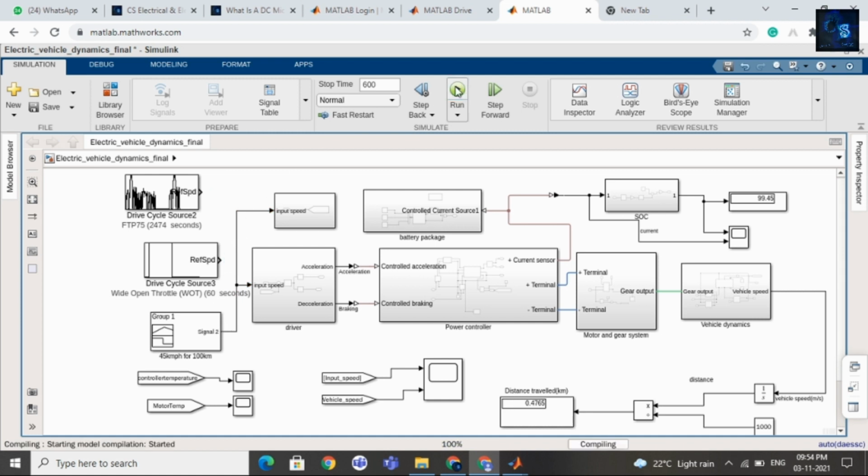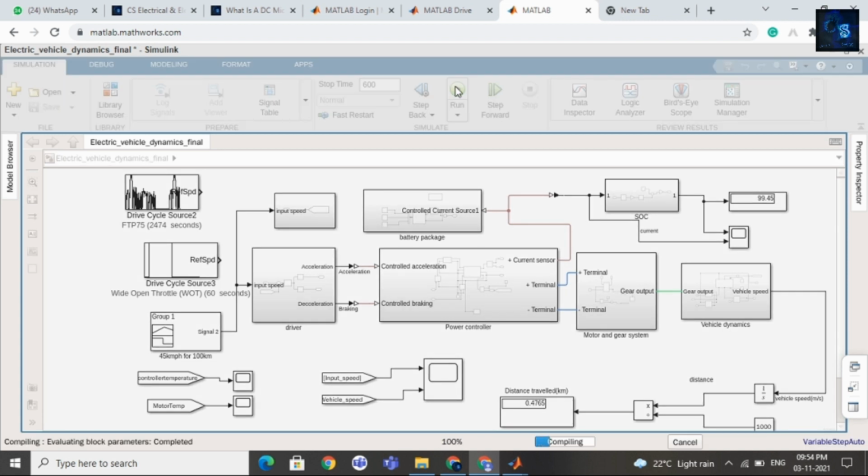If you are looking for any good idea for a mini project or major project, you can select this model for your project.